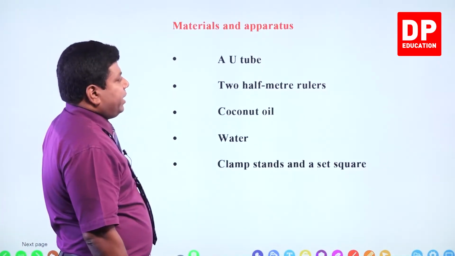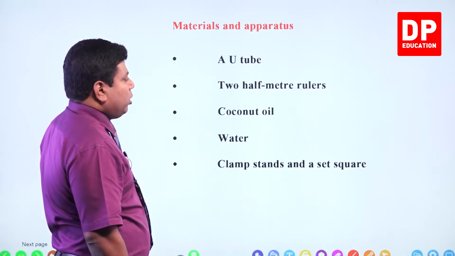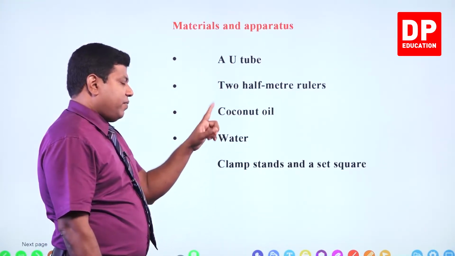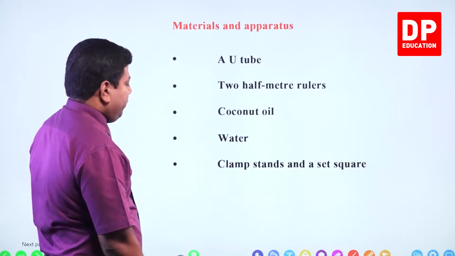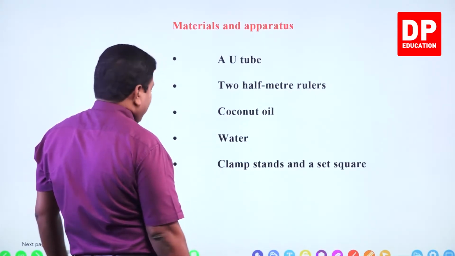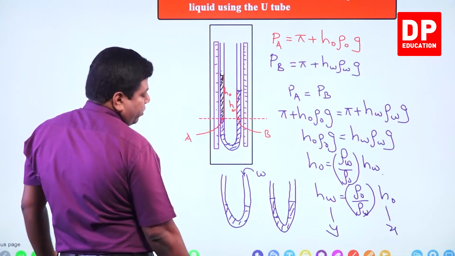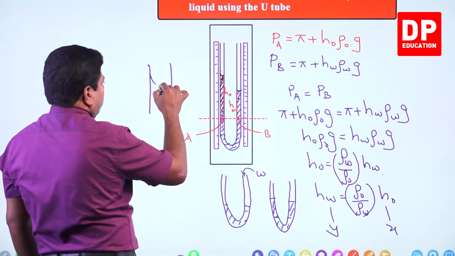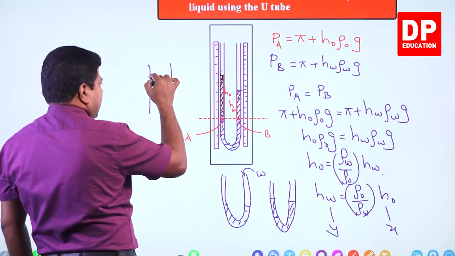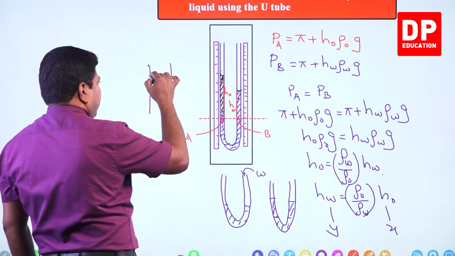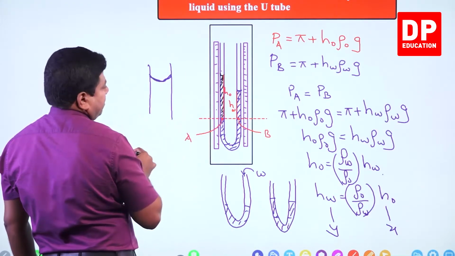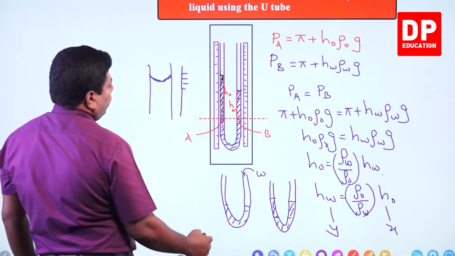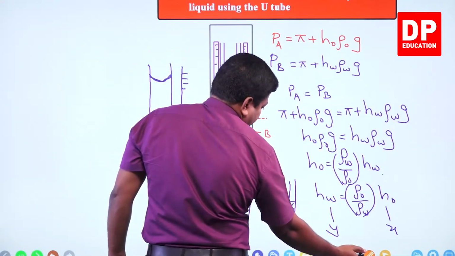Materials and apparatus: you need a U-tube, two half-meter rulers for both sides, coconut oil because we are going to find the density of coconut oil only, water, clamp stands and a set square. Why do we need a set square? When we take the readings, understand this, this is how the meniscus will be. The water column or the oil column will have a meniscus shape like this and the readings are going to be here. So, what we do, we will keep a set square like this.